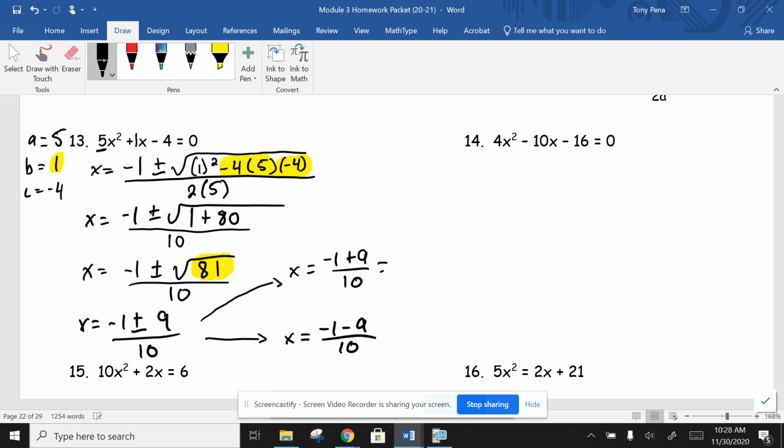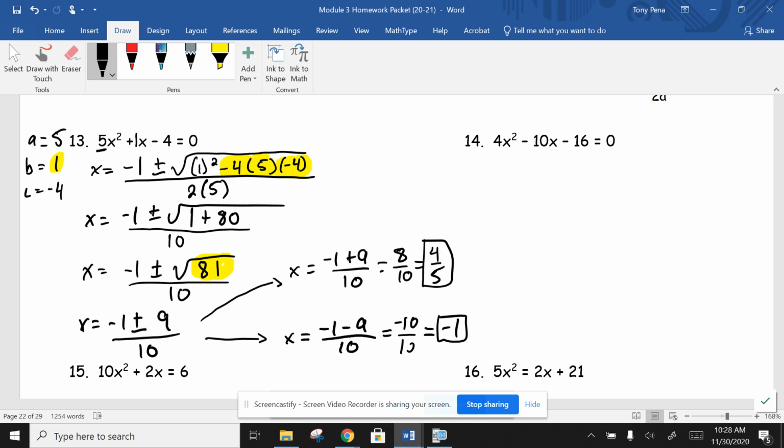So the first one, -1 plus 9, is 8 over 10. That would reduce down to be 4/5. That's not a 5. So that's one answer. And the other one ends up being a nice number: -10 divided by 10, so our other solution is -1.